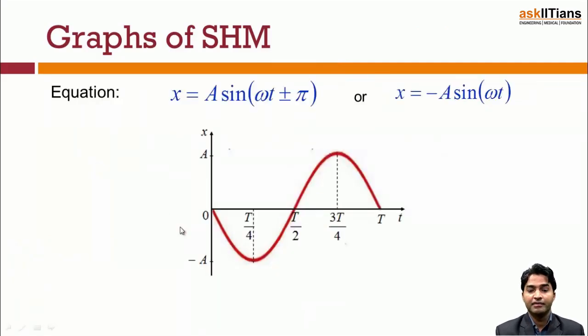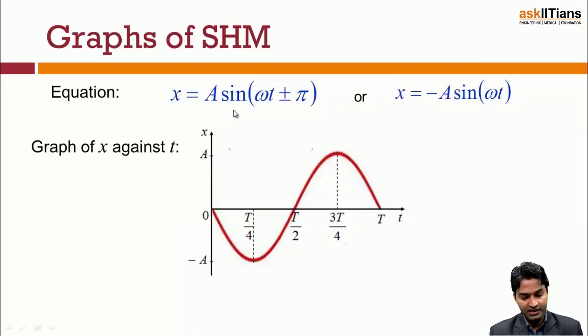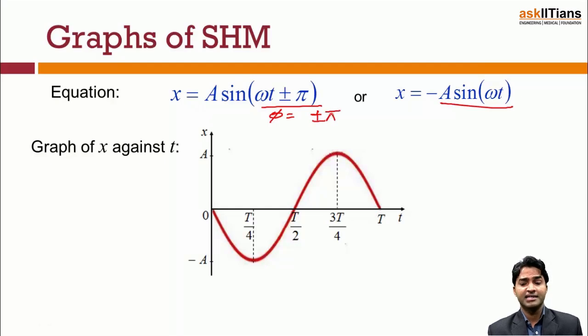Now in the second part, if we have the equation x is equal to a sine omega t plus or minus phi, it means phi can be given as positive or negative. If it is given as positive, we will say x is equal to minus 0.